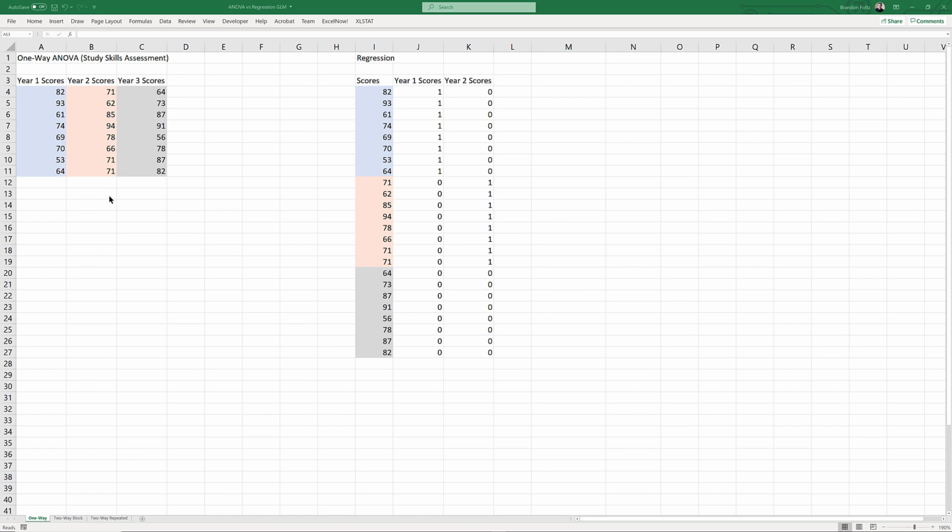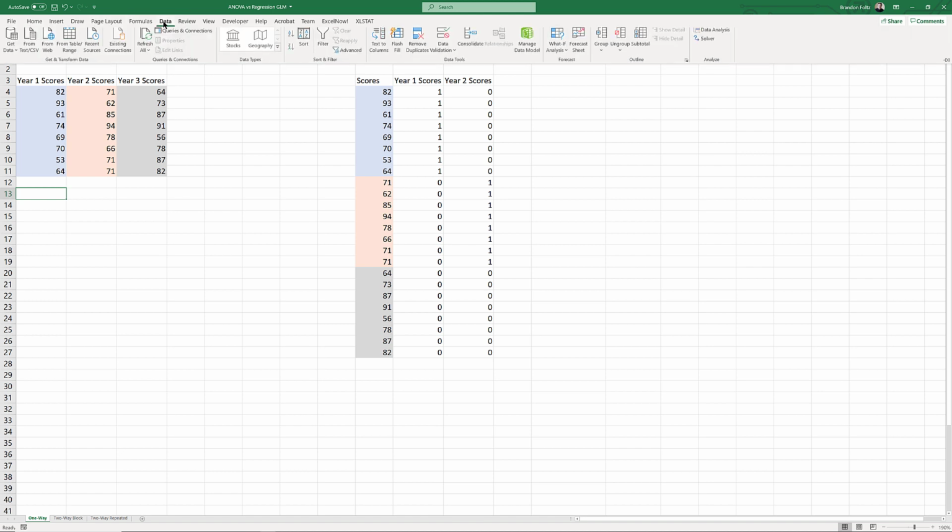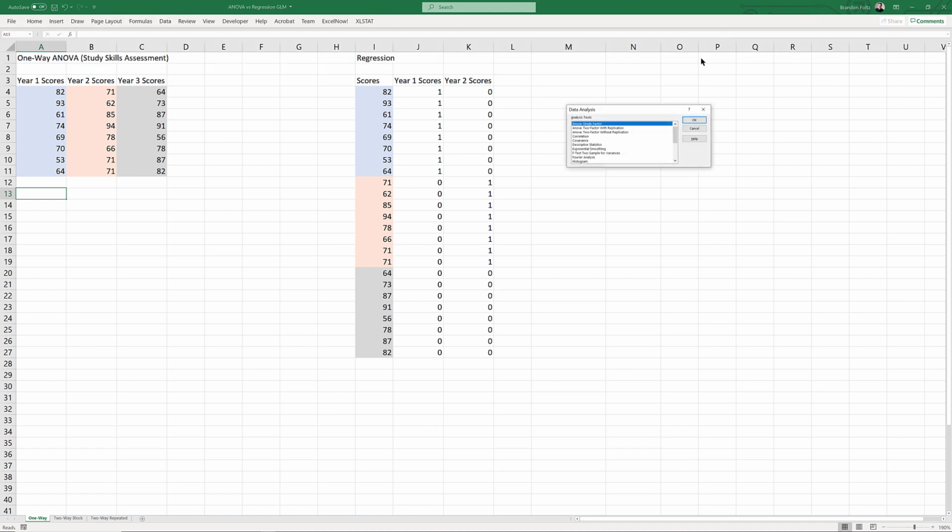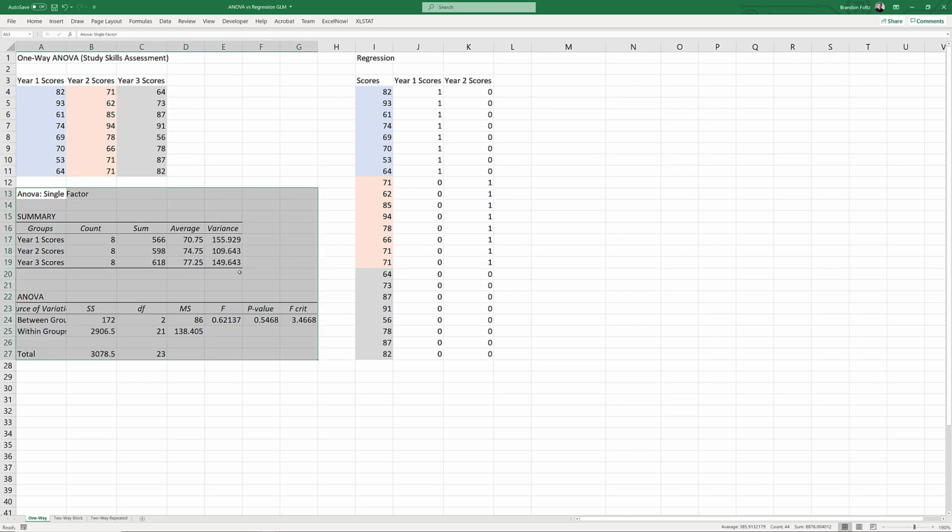So what we're going to do is perform the ANOVA analysis on this data. So we will go to the data in our ribbon, data analysis, ANOVA single factor, click OK. Our input range is our table right there. Then we'll do group by columns, labels in first row. Output range is at A13. We'll leave that there. Then we'll click OK.